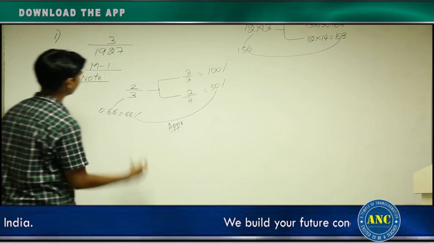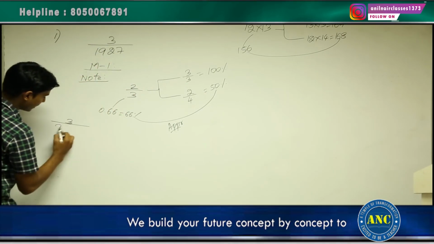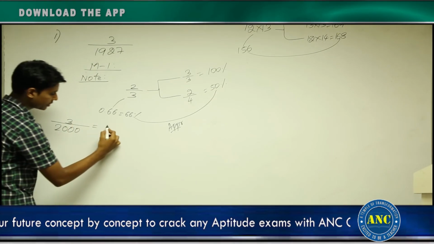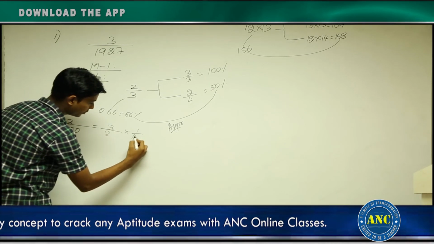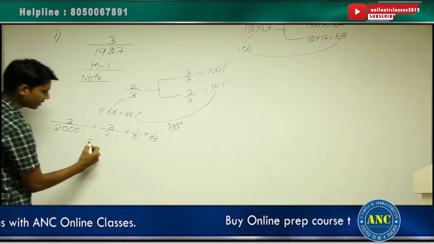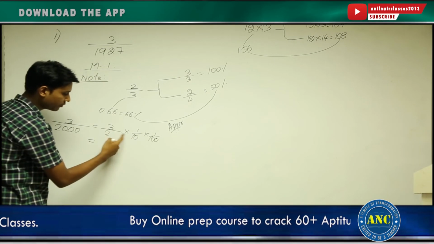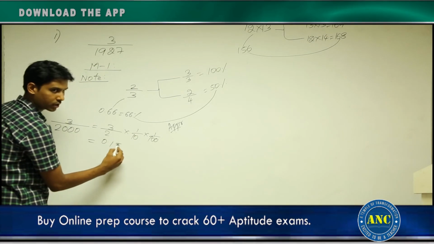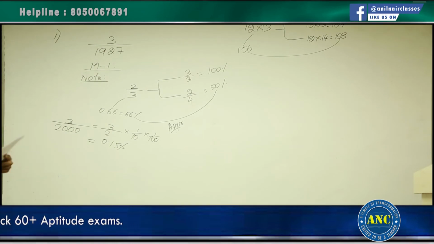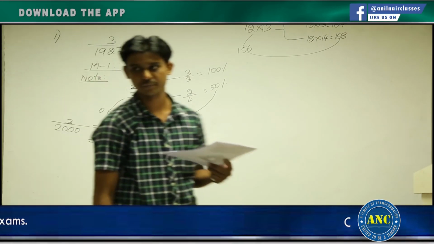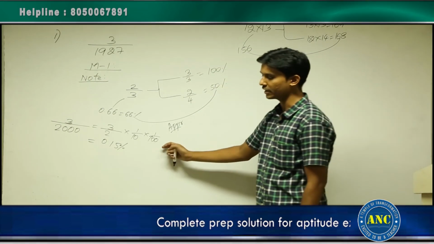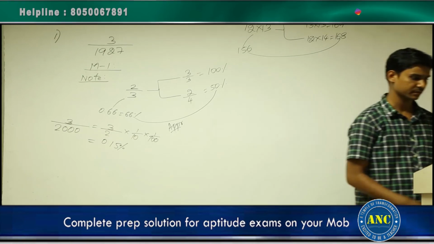See here. If you do like that, 3 by 1927, can I write it as 3 by 2000? Here, 3 by 2000. Can I write it as 3 by 2 into 1 by 10 into 1 by 100? Why am I writing this? 3 by 2 is 1.5. 1.5 by 10 is 0.15. 1 by 100 is nothing but percentage. So 0.15 percent. If you see the answer options, there is only one answer option which is close to 0.15, which is 0.16%. Understanding? Always approximate the highest value in the given fraction. You will get the answer very easily.